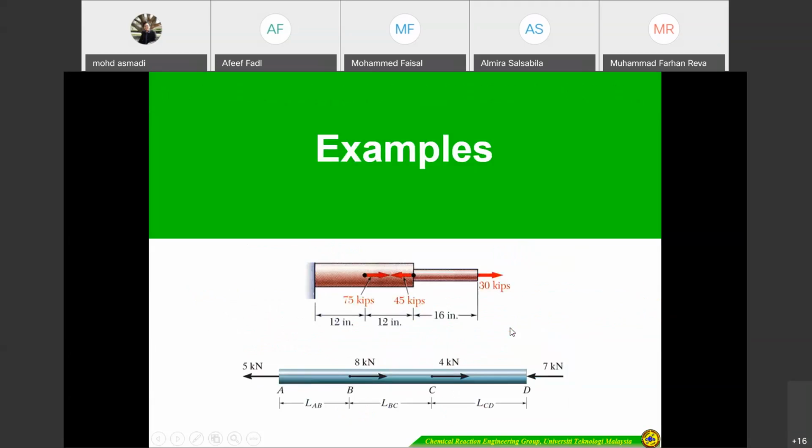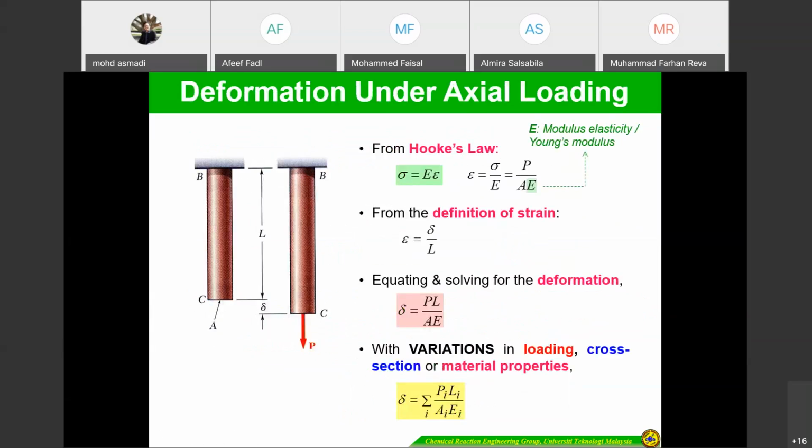Okay, so any question about that, about the main equation for the deformation based on Hooke's law? Any question? Okay, so if you have no questions, let's see the examples.